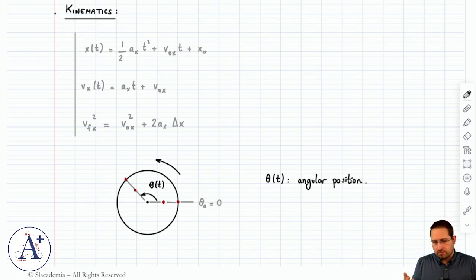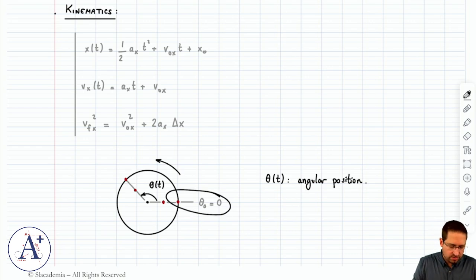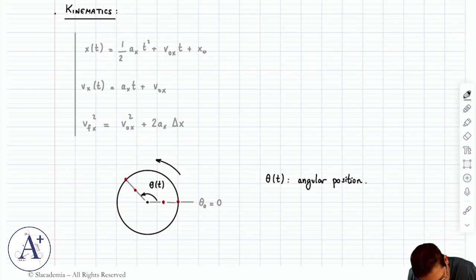Now, of course, where they are and how fast they go from here to here has to do with how fast the turntable rotates. So that would be an angular speed omega. Now, I might call it omega of t because perhaps it's not constant, but omega of t is going to be your angular velocity.